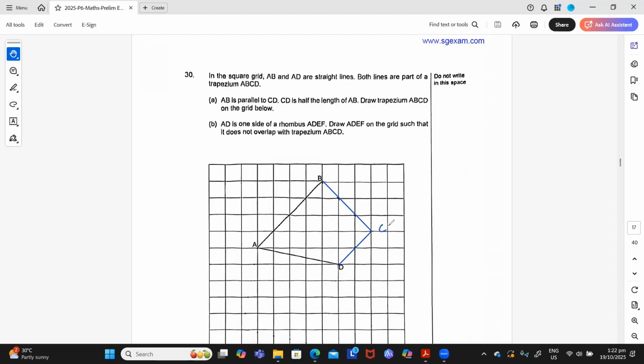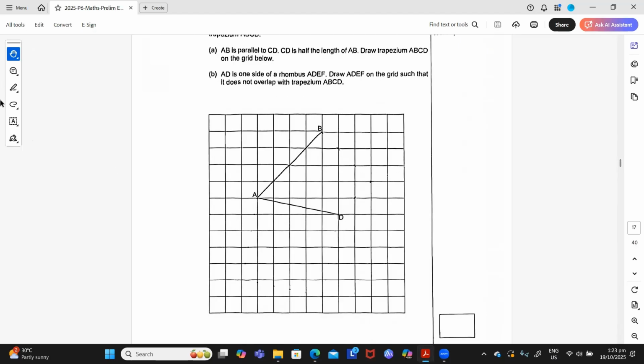Okay, then for part B, right? AD is one side of a rhombus. So rhombus means all four sides are equal. Okay. So draw AD, EF on the grid such that it does not overlap the trapezium. So what we can do is, I'm going to remove this part here. Just for visual sake, I'll redraw part A again. So it's here. This is here. This part C.